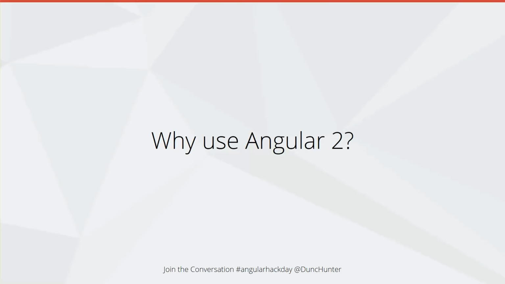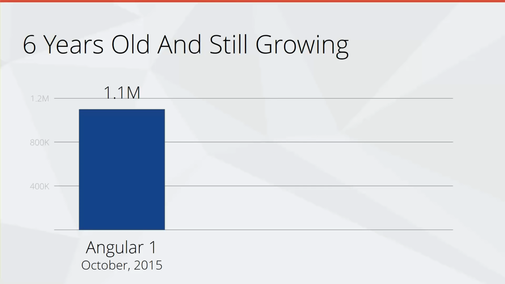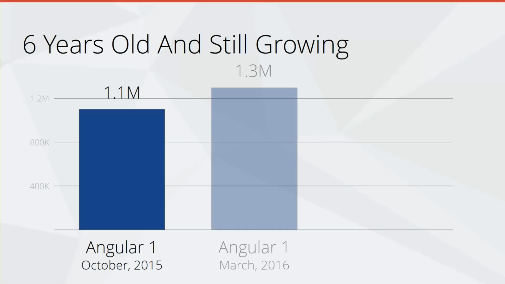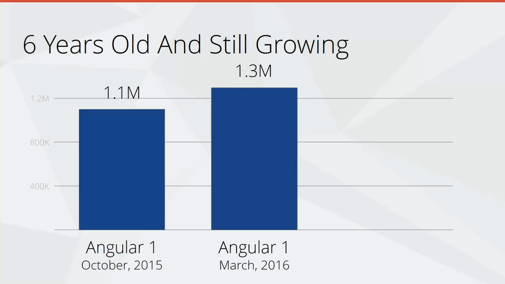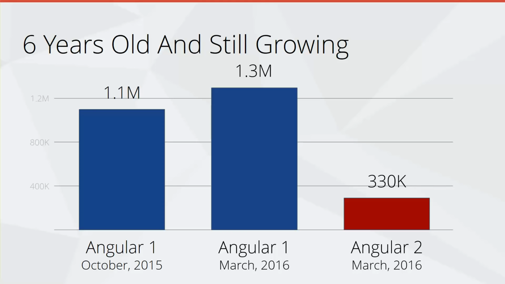So why use Angular 2? Well, it's 6 years old and it's still growing. Angular 1 had 1.1 million views in October last year. And last month, the Angular 1 docs, their documentation website, had 1.3 million views, so it's growing. And Angular.io, the Angular 2 documentation website, had 330,000 views. So Angular 2 has huge traction even though it's still in beta.